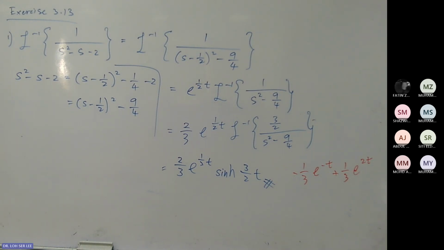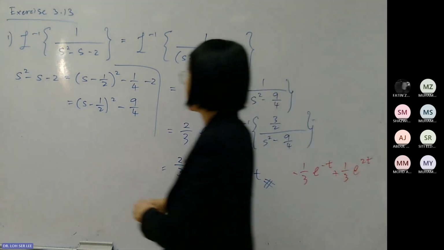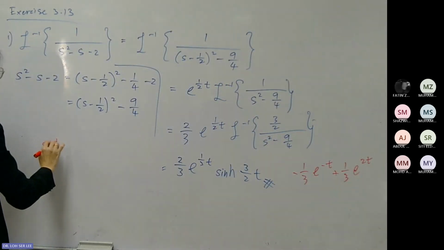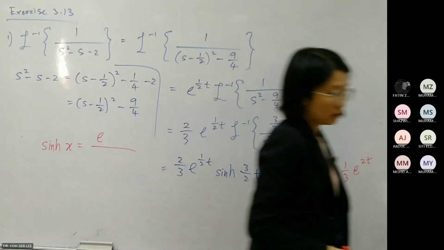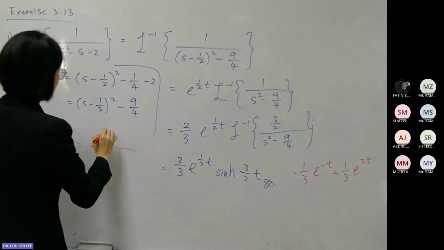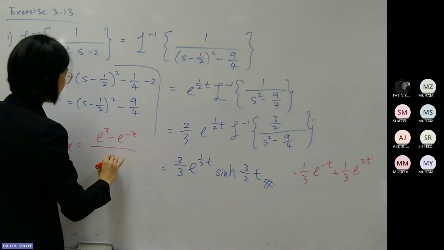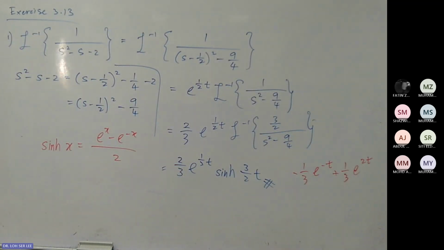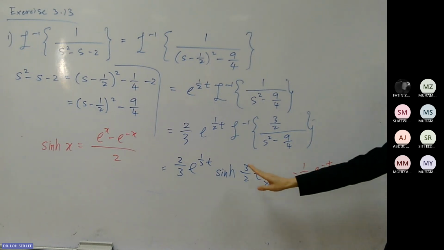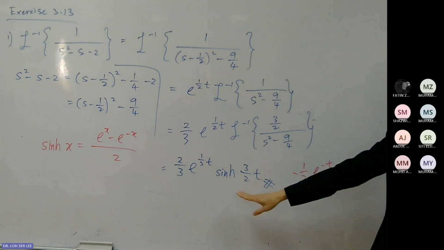Hypersine x is (e to the x minus e to the negative x) over 2. This formula is not given in the appendix, but it doesn't matter. You can leave your answer in this form.